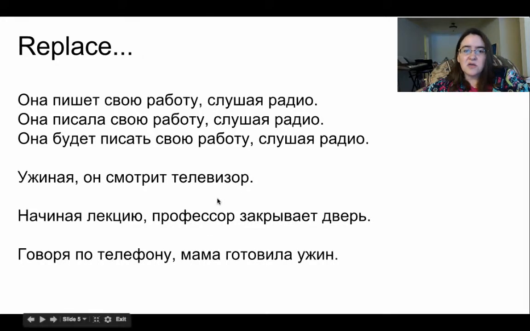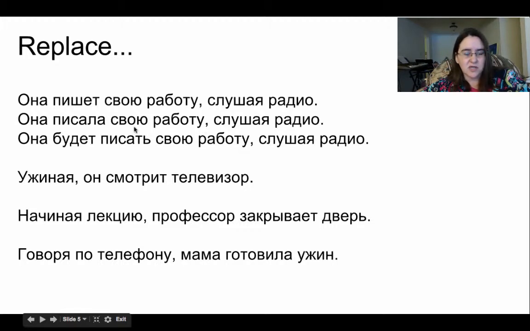What I want to show you here is that the verbal adverb itself does not have any tense. The only way we tell the tense of what's going on in the sentence is the tense of the other verb. So let's take a look at this example. Она пишет свою работу, слушая радио. She is working on her paper, she's writing her paper while listening to the radio. Она писала свою работу, слушая радио.